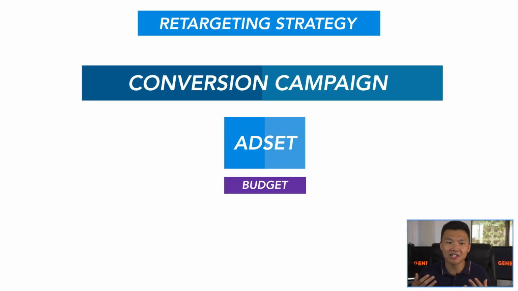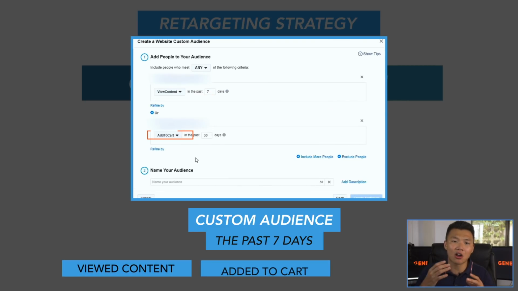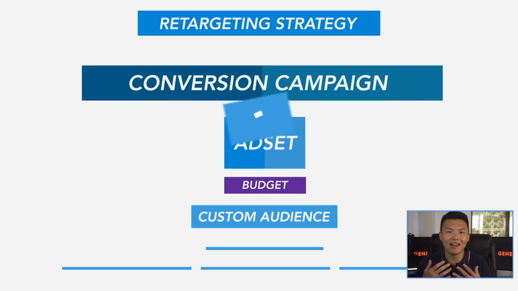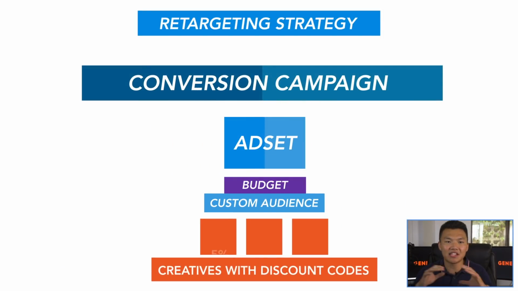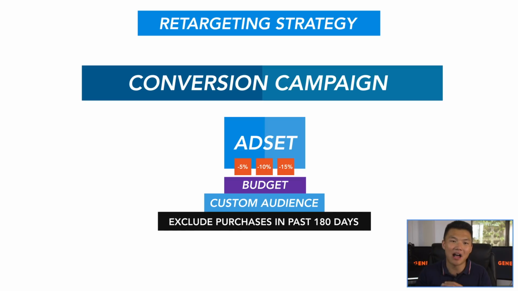After calculating the budget, I make a custom audience for the past 7 days to include everybody that's viewed content, added to cart, or initiated checkout but didn't purchase. Then I make a few different creatives with discount codes to push people over the edge and exclude everybody that has purchased in the past 180 days to avoid any problems with people being upset about discount codes that they might have missed out on. This is a really simple and effective way of retargeting your warmest traffic.